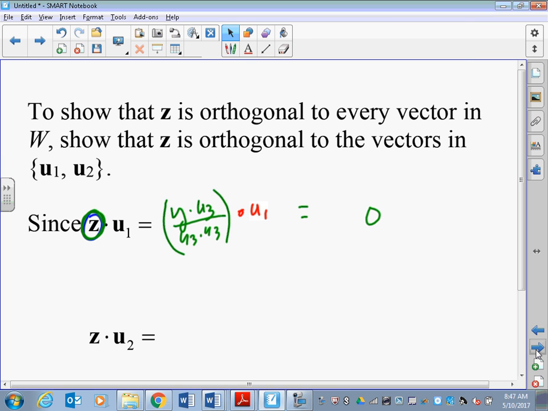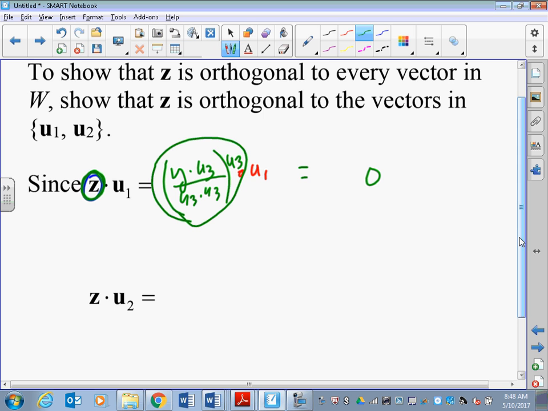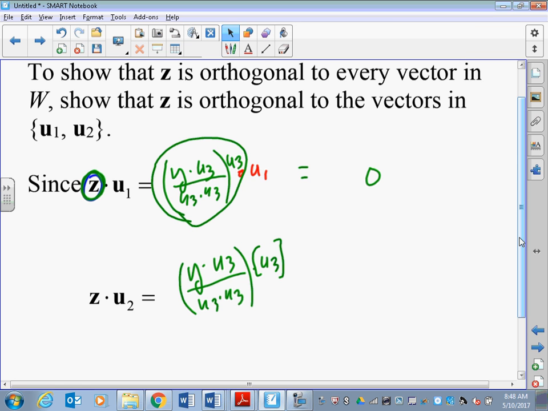Oh yes, I did leave off that U3. Thank you. So that is what z is. It's a constant times a vector, and so that does give us a new vector. I knew there was something missing. Thank you for catching that. So it's going to be the same thing right here: y dotted with U3 over U3 dotted with U3, times U3, not dotted with U3. So that is just a vector. All it does is change magnitude, right? And then I'm going to dot that with U2.